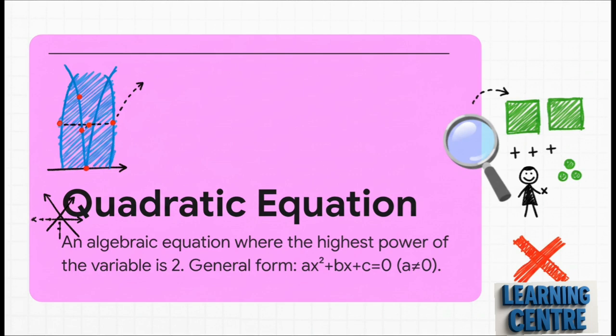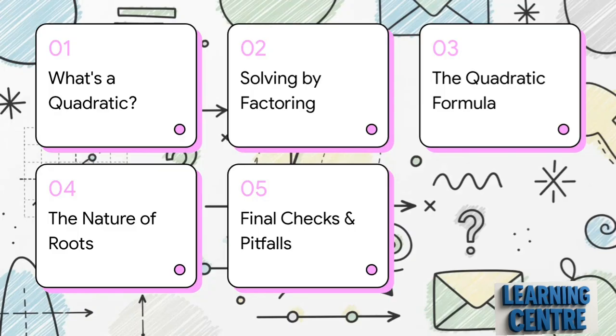And this isn't just some abstract math problem. These equations are literally everywhere, from figuring out the arc of a basketball shot to designing bridges. So here's our game plan for today. We've just covered what a quadratic is. Next, we're going to jump into our first solving method, which is factoring. Then we'll unleash the power tool, the quadratic formula. After that, I'll show you a cool trick to predict what kind of answers you'll get, and we'll wrap up with some final checks and common mistakes to watch out for.